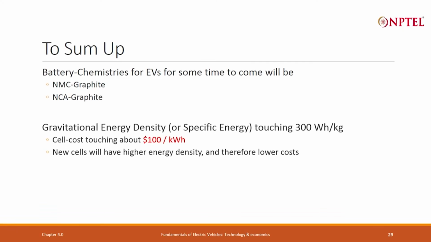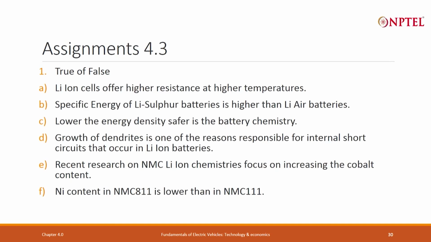Gravimetric energy density is touching 300 watt hour per kg, and cost is going down to $100 per kilowatt hour. New cells will have higher energy density and therefore lower costs. Well, there are assignments that I am giving you, a very simple assignment, true or false, you have to just keep marking that, and then we will come to batteries in future.